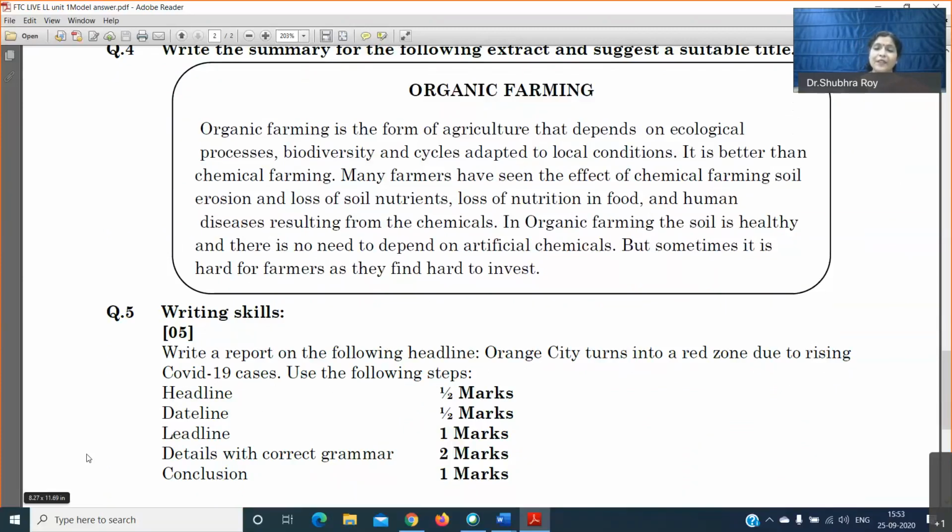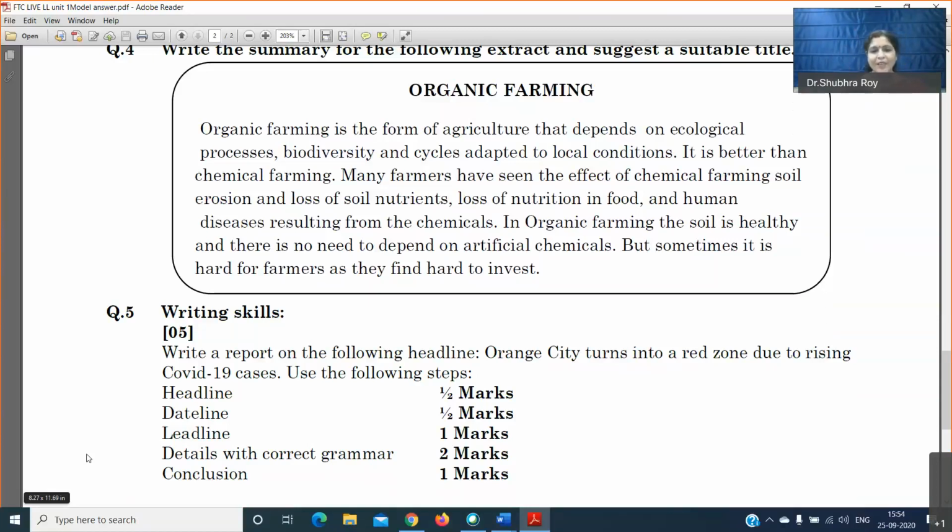See, the headline is given in some kind of a pun here. Orange City is Nagpur. It is turning into a red zone. That means it is becoming the hotspot of corona, isn't it? So you know about the subject on which you're supposed to write the report. The points are given in your activity sheets. Use those points, but you have to put it in this format.